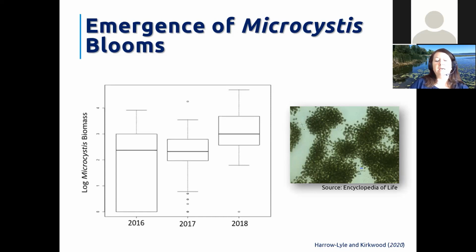And so because we were able to collect data about the macrophyte community and the macroinvertebrate community, as well as the phytoplankton community and water quality, we were able to really ask the question, is there a role for both the zebra mussels and Nitolopsis obtusa in driving these Microcystis blooms?